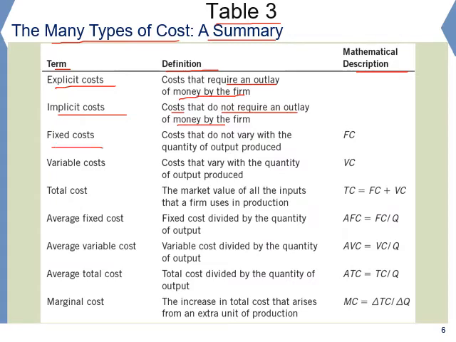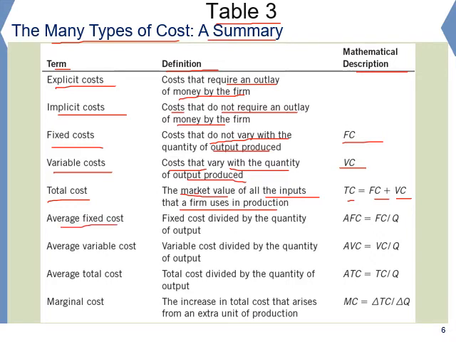Fixed costs are costs that do not vary with the quantity of output. So FC, fixed cost. Examples of fixed cost would be machinery and rent, which are fixed costs in the short run. Variable costs, on the other hand, are costs that vary with the quantity of output produced. An example of variable cost is wages paid to the worker. Total cost is the market value of all the inputs that the firm uses in production. So total cost is equal to fixed cost plus variable cost.